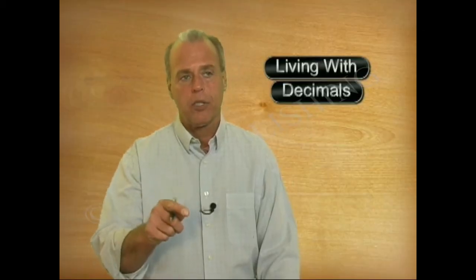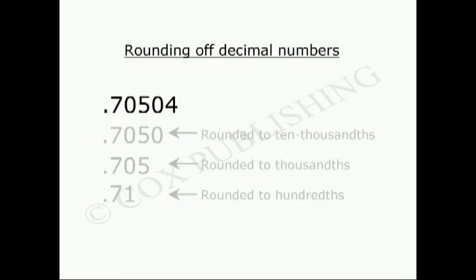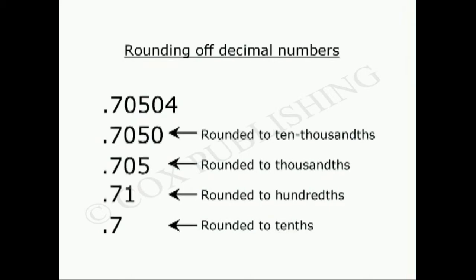One more. Irving, can you round off the original number to the tenths place? The 7 is in the tens place, and the number just to the right of it is 0, which is less than 5. So I keep the 7 as it is and drop off the rest of the digits, and it rounds off to 7/10.